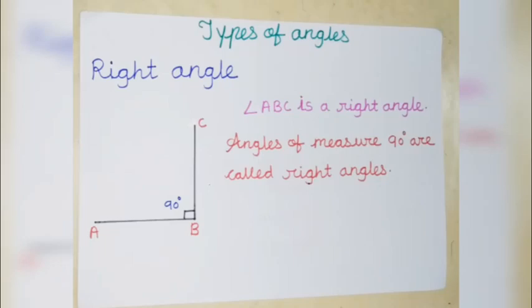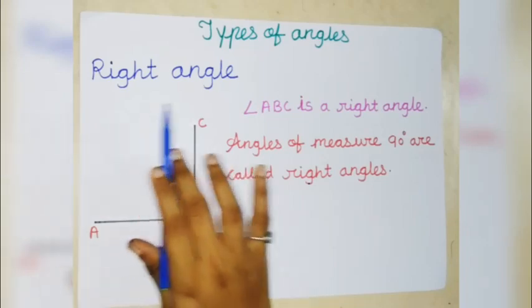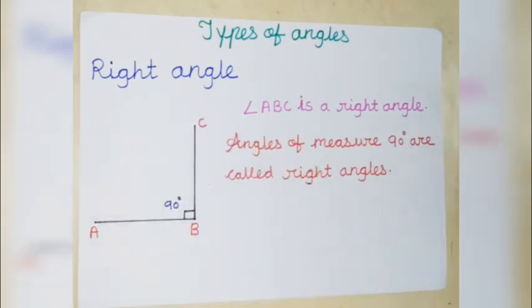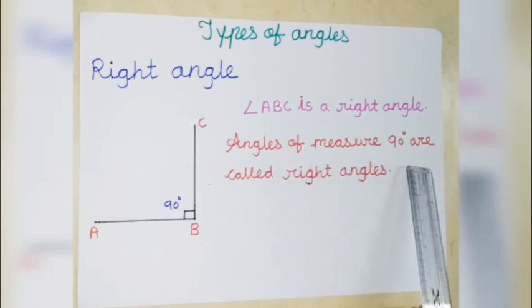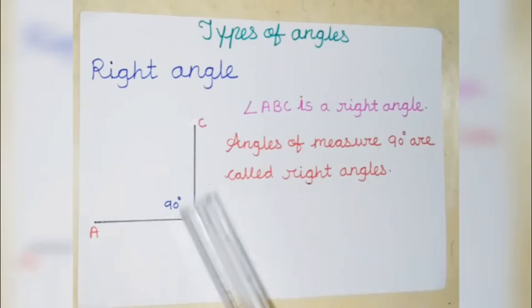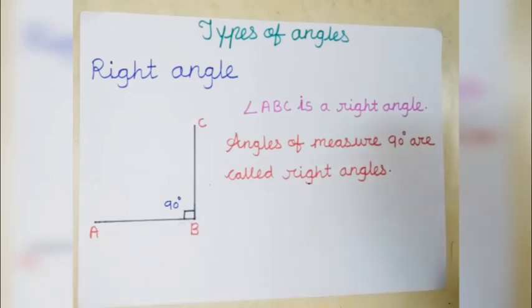Now, children, we will learn types of angles. Our first type is right angle. Angle ABC is a right angle. Here, you all can see the symbol. I told you, children, this symbol represents 90 degree. Angles of measure 90 degree are called right angles. So, children, 90 degree means right angle. Angle ABC or angle CBA is a right angle.